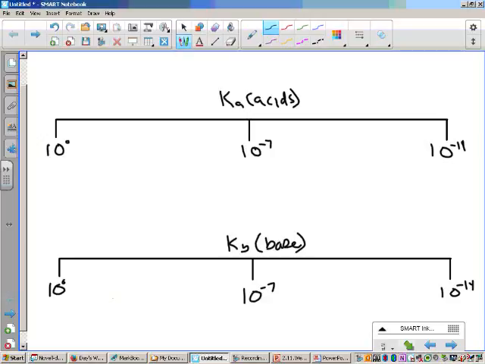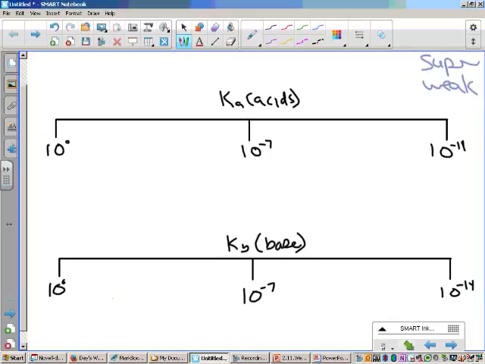Now, before I continue, if I'm way down here at 10 to the negative 14, what's the strength of the acid going to be if the Ka value is way over here at 10 to the negative 14? How would you describe that particular acid if it has a K of 10 to the negative 14, Jess? Weak, not just weak, but let's call it super weak. So weak the H's are hardly going to fall off. Does that make sense? So way down here, we're going to have our super weak.